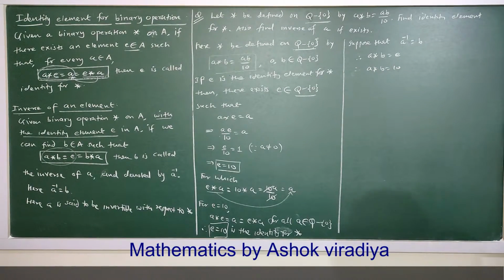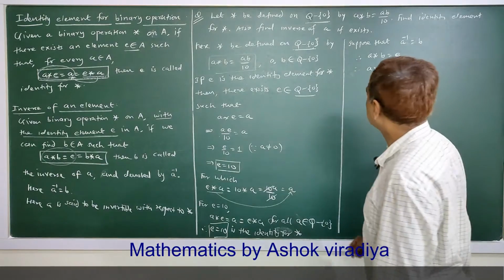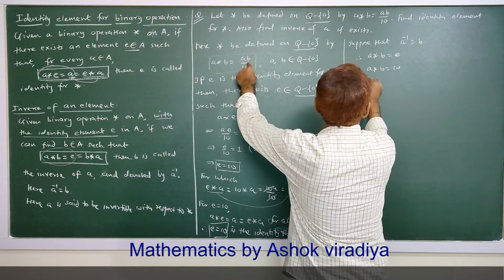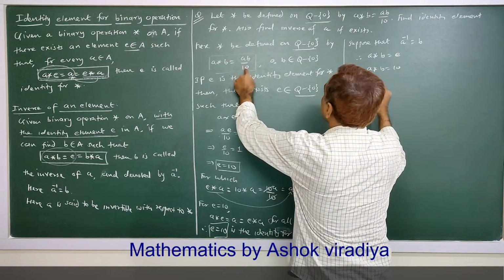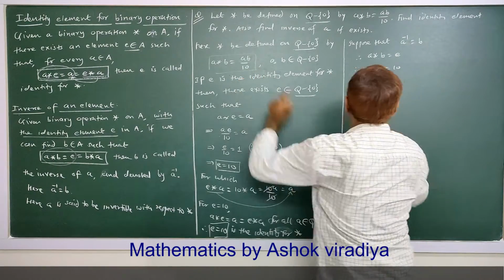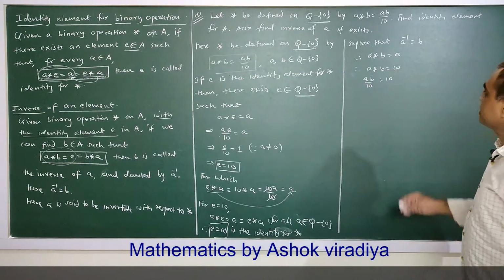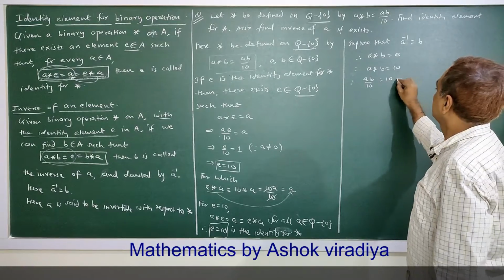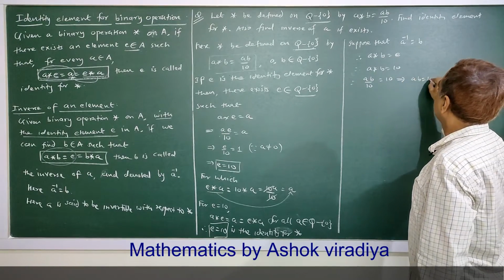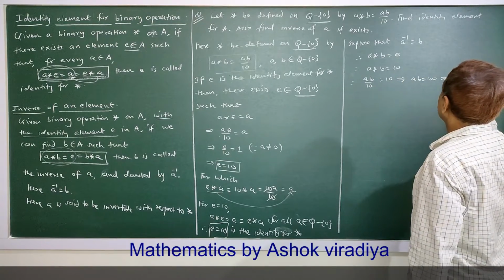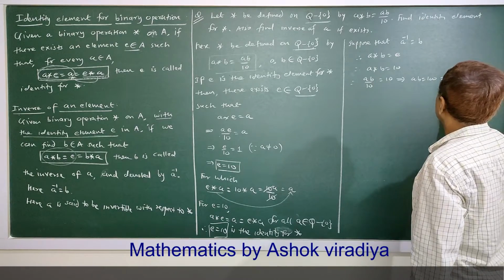Now A star B is 10. Now what is A star B? A star B is AB by 10 equal to 10. So AB is 100. Therefore B is 100 upon A.